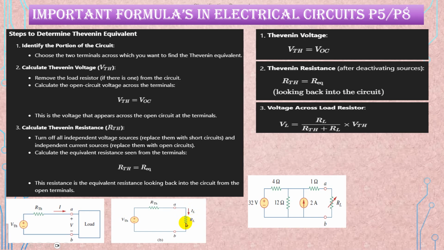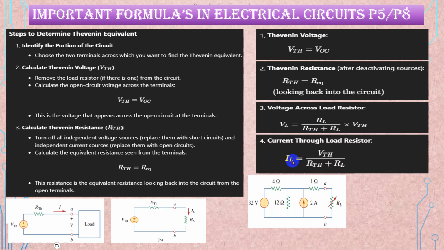If you want to change the load voltage 10 times, 15 times, 100 times, just change the value of the resistance, substitute RL here, and calculate VL. No need to go for the big circuit analysis every time. IL is also given by the current in the resistance, because the two resistances are connected in series. So V Thevenin, the total voltage, divided by the total resistance, will give you IL. Okay, this is about Thevenin.